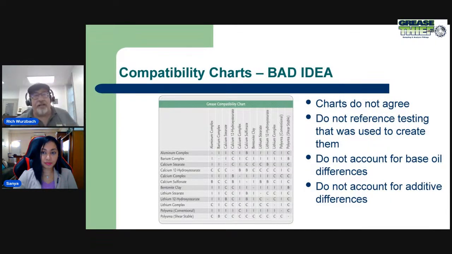And so I talk about the compatibility charts, and my general statement here is they're bad and wrong, okay, in that order. And they're really a bad idea. There's many of them out there. I did a study for Noria's magazine, Machinery Lubrication, a few years back. I did a search of the internet. I found 17 different compatibility charts.